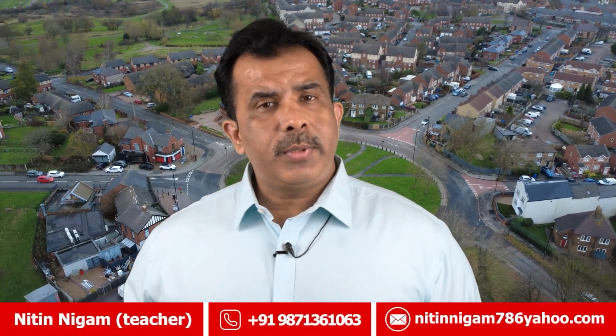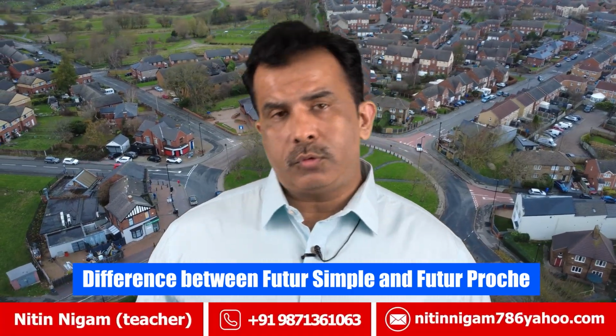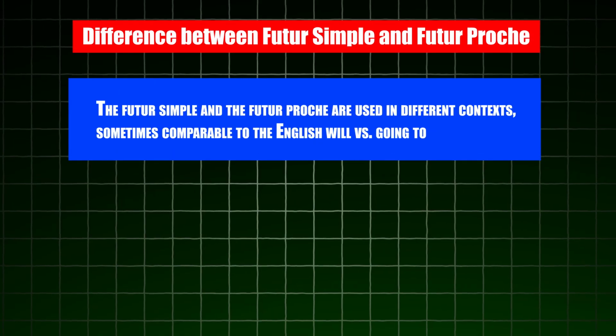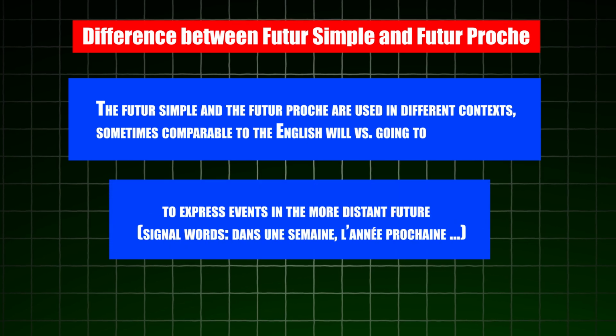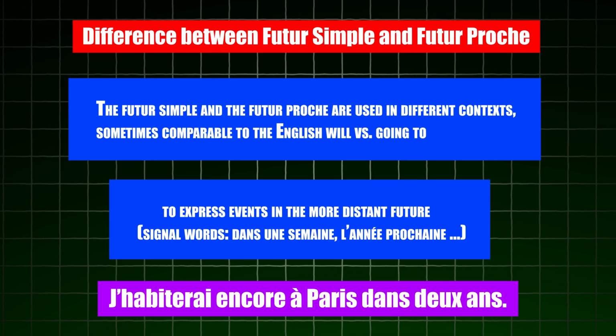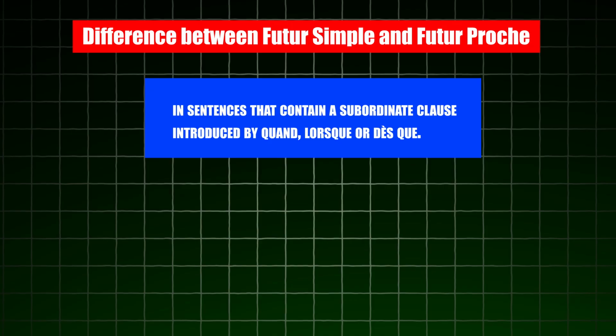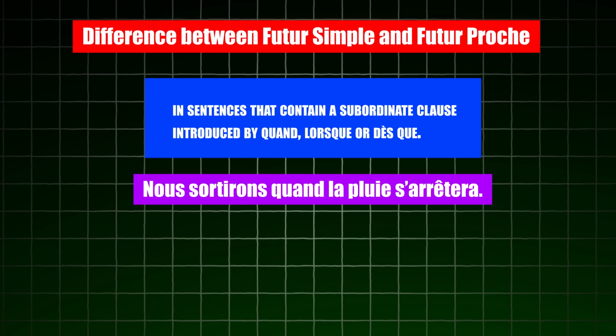So, let's discuss the basis of difference between futur simple and futur proche. The futur simple and the futur proche are used in different contexts, sometimes comparable to the English will versus going to. When we use the futur simple, we use them to express events in the more distant future. The signal words are dans une semaine, l'année prochaine. For example, j'habiterai encore à Paris dans 2 ans. Even in sentences that contain a subordinate clause introduced by quand, lorsque or dès que. Nous sortirons quand la pluie s'arrêtera.